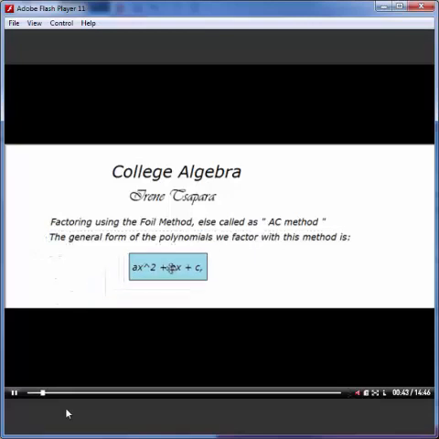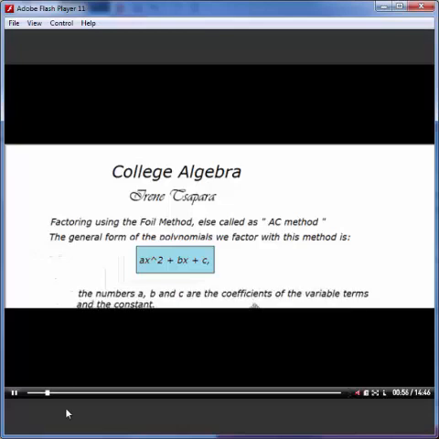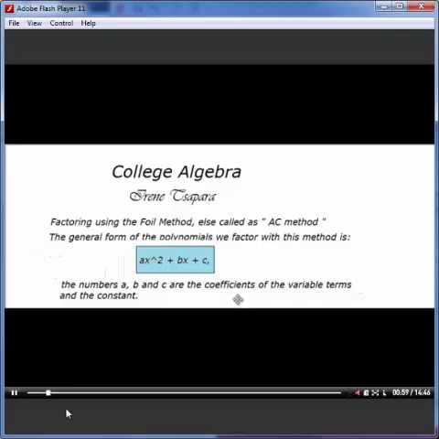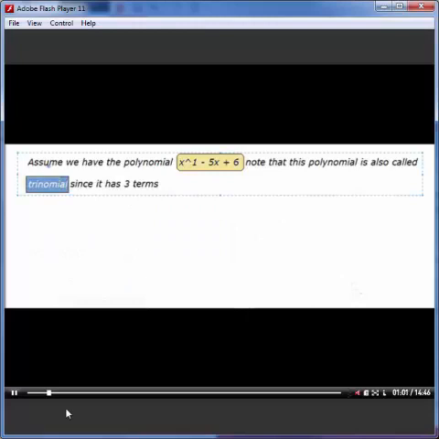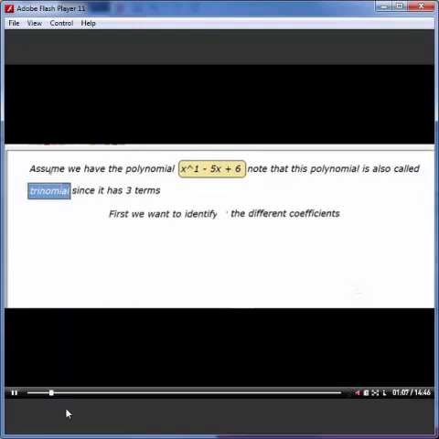I know that most of you have already seen the way to factor polynomials x squared plus bx plus c. But what about ax squared plus bx plus c? These should be handled a little bit differently. The a, b, and c are the coefficients of the actual trinomial. For this problem, the a is 1, the b is -5, and the c is 6.